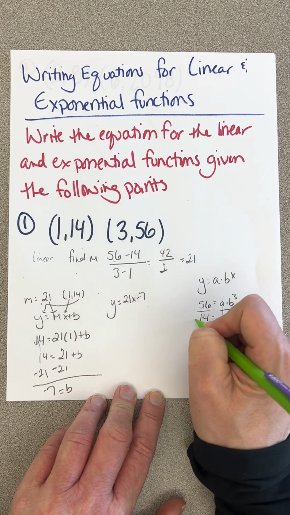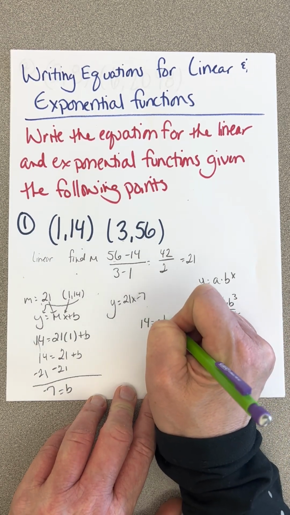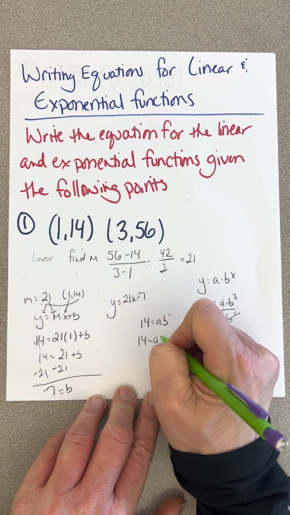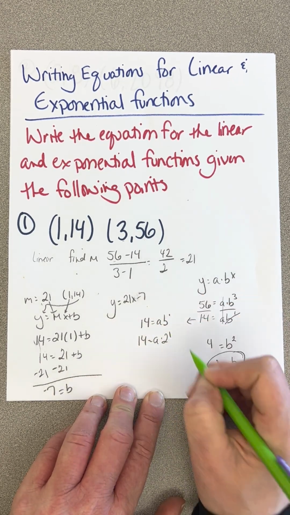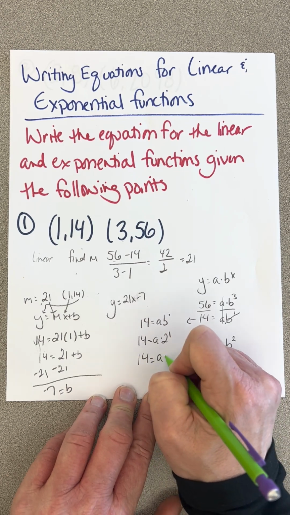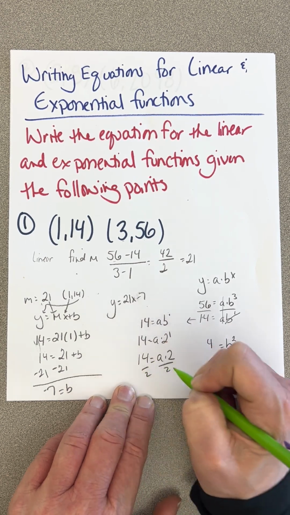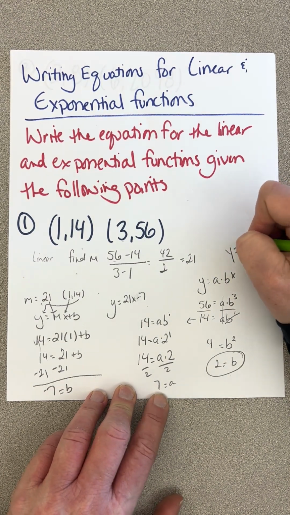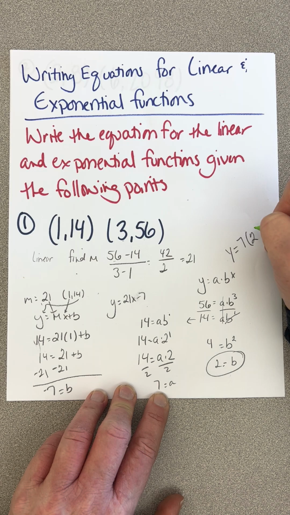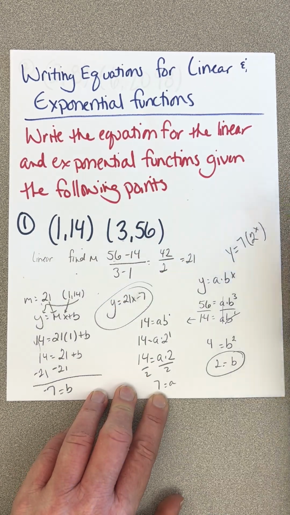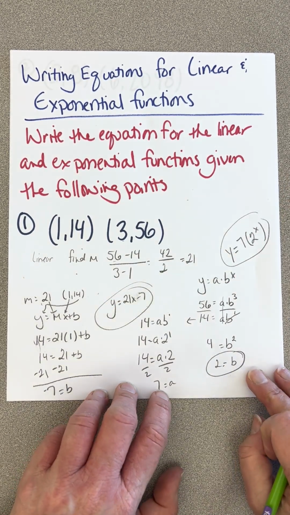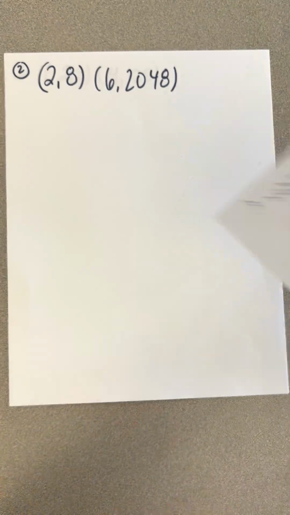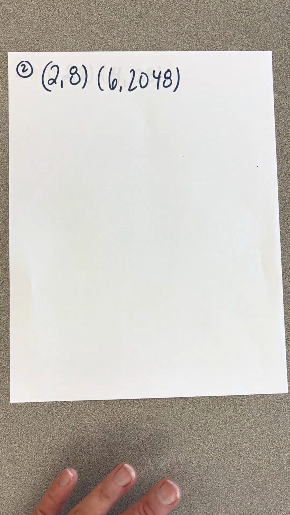So I'm going to use that equation that originally started 14 equals a times b to the first power. My b is 2. 14 equals a times my b of 2 to the first power. Well, I know that 2 to the first power is 2. Divide both sides by 2, 7 is my a. So my equation is going to be y equals my a, which is 7, times my b, which is 2, raised to the x. So that's my linear there, and that's my exponential there. Let's keep going. I have a couple more for you, and a fun one with negative exponents at the end.